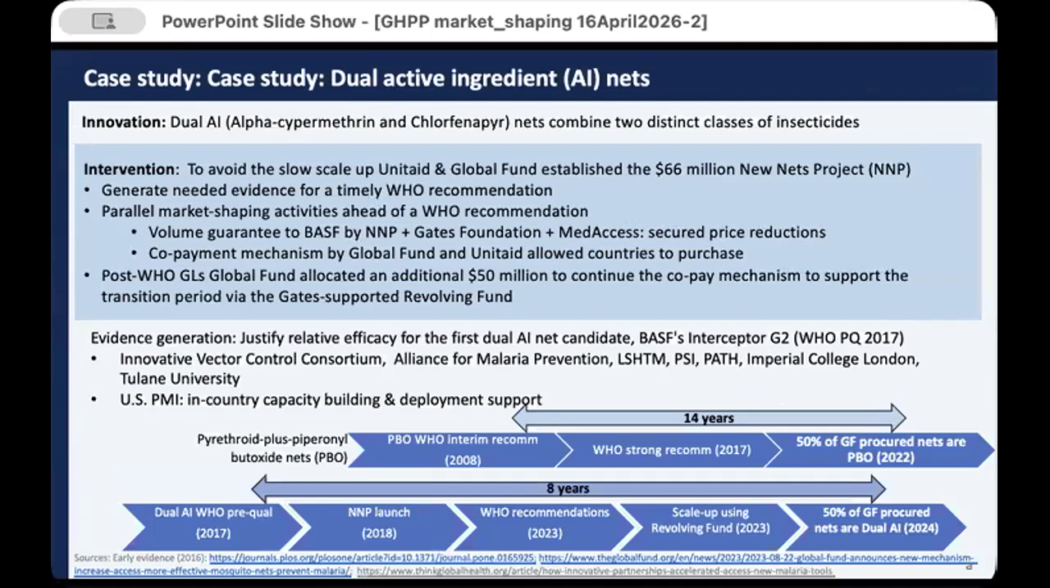This matters because pyrethroid resistance was real and was impacting health outcomes across sub-Saharan Africa and steadily eroding the effectiveness of the standard nets. The first dual AI candidate, BASF Interceptor G2, received WHO pre-qualification in 2017, but relative efficacy still needed to be demonstrated for a clear recommendation.